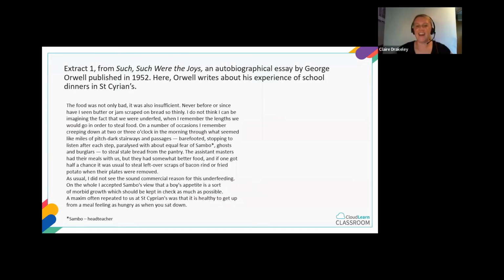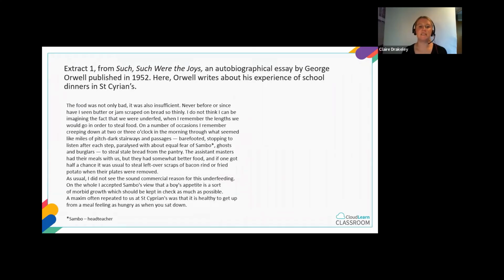So the food was not only bad, it was also insufficient. Never before or since have I seen butter or jam scraped on bread so thinly. I do not think I can be imagining the fact that we were underfed when I remember the lengths we would go to in order to steal food. On a number of occasions, I remember creeping down at 2 or 3 o'clock in the morning through what seemed like miles of pitch black stairways and passages, barefooted, stopping to listen after each step, paralysed with about equal fear of Sambo, ghosts and burglars, to steal stale bread from the pantry.